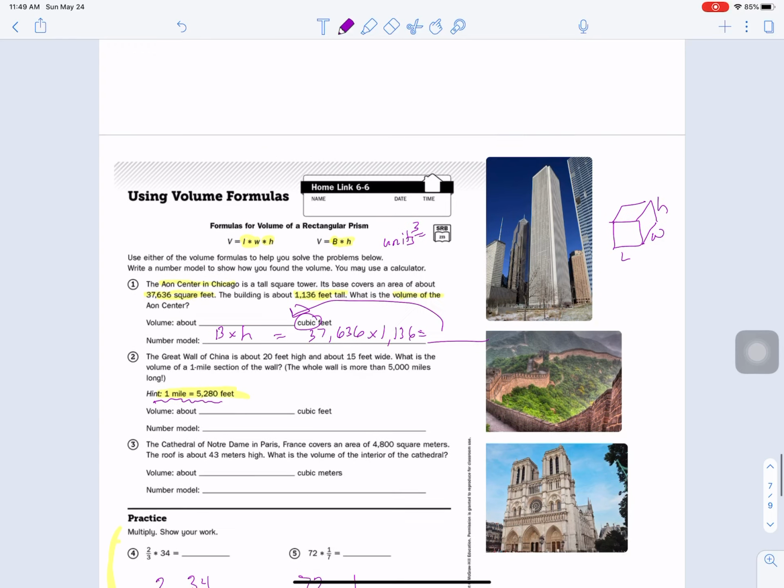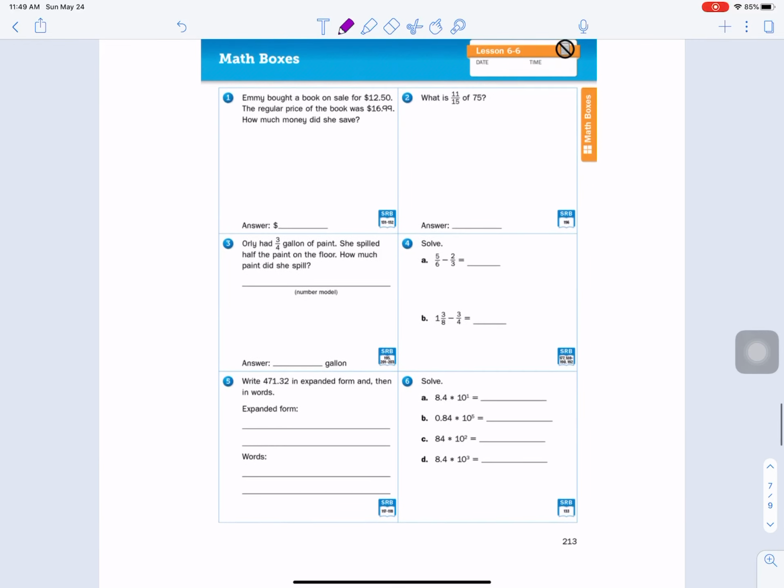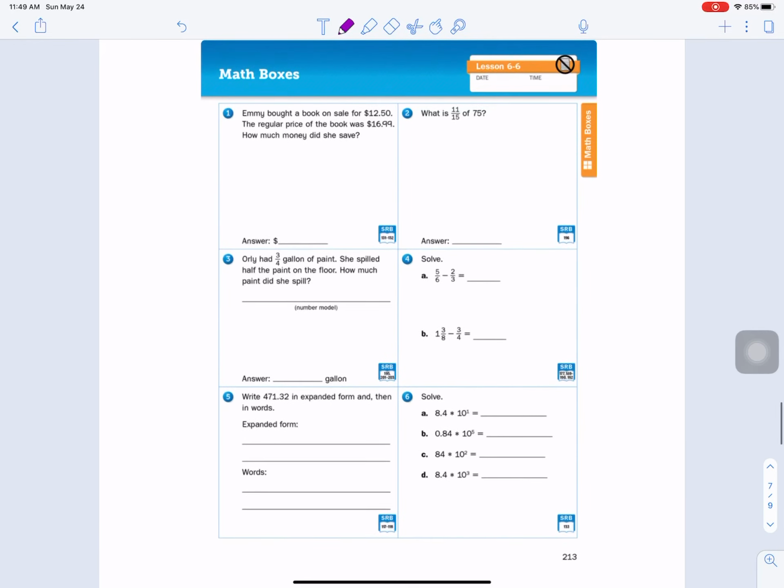Once you do that, then I would like you to do page 213 math boxes for lesson 6-6. And just a clue here, what is 11/15 of 75? Remember, of typically means multiply. And remember, whole numbers, you want to put a 1 below.